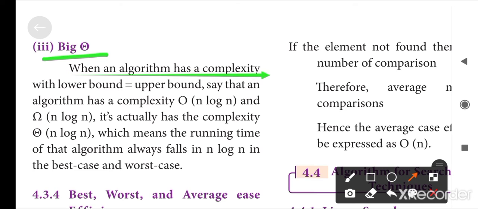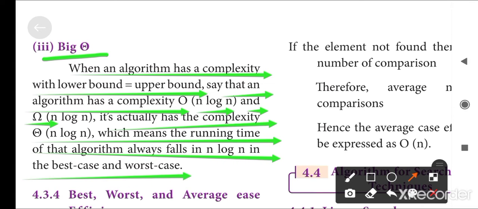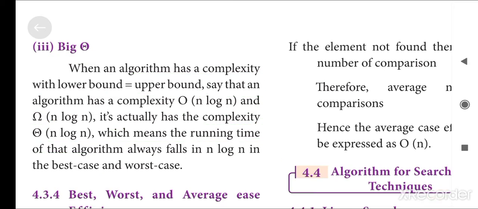When an algorithm has a complexity with lower bound equal to upper bound, say that an algorithm has a complexity O of n log n, and big omega of n log n. It actually has the complexity big theta of n log n, which means the running time of that algorithm always falls in n log n in the best case and worst case. It should not be felt on the average case. These are the 3 asymptotic notations. These 3 are very important.